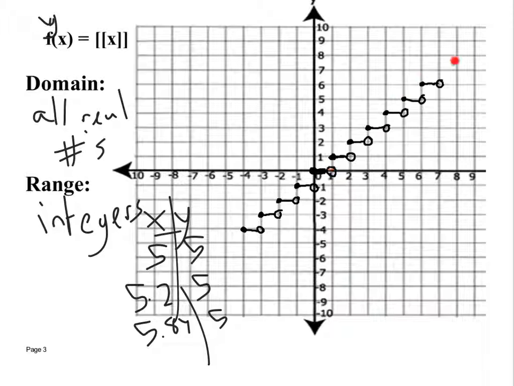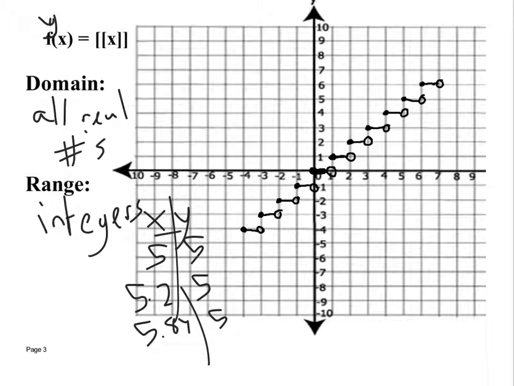But on this graph, what am I always going to have for my range? Integers. This is an integer, that's an integer, -2 is an integer, -1 is an integer, 1, 2, 3, 4, 5. I'm never going to have 2.2 as a y coordinate, because I'm finding the greatest integer. Does that make sense? All right, so this is what that looks like.